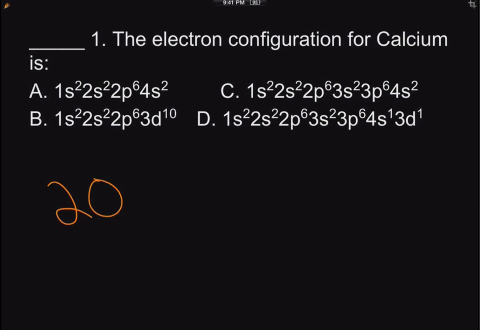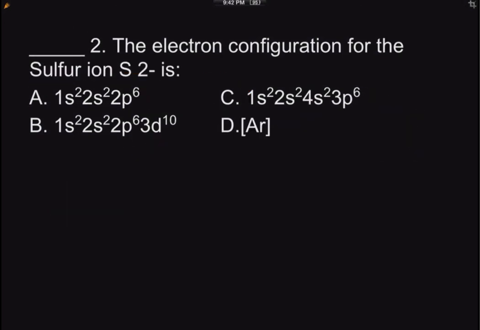So choice A does not have 20 electrons. Choice B does have 20 electrons, but if you look here, you've got 2p and then 3d, which is not the correct order. And then D also has 20 electrons, but then you've got 4s and 3d without the 4s being full. There's only one there. So the choice here is C. That is the correct configuration for calcium.